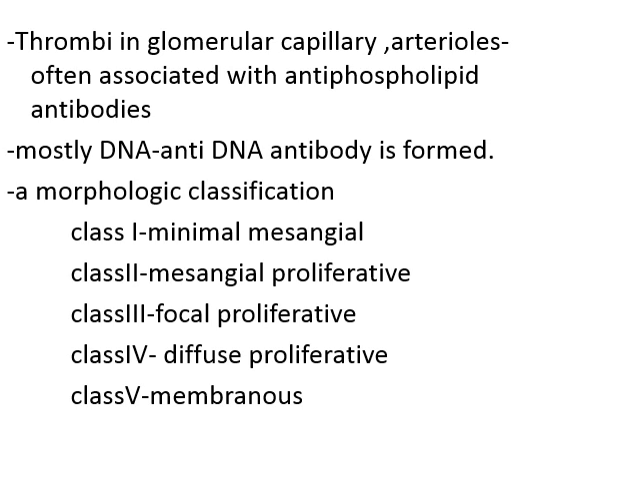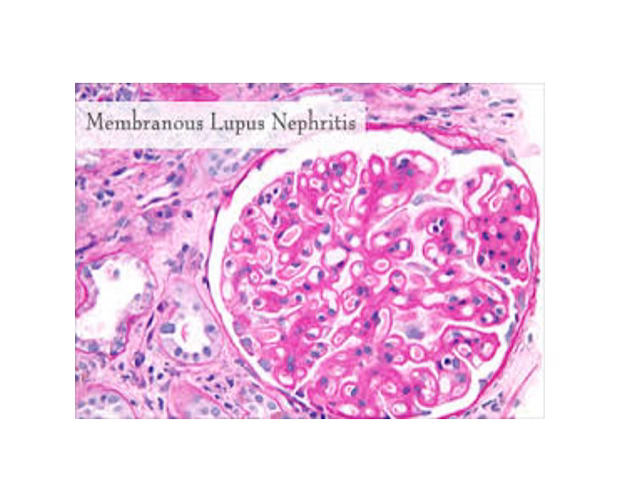A morphological classification is there. Class 1 lupus nephritis is minimal mesangial, class 2 is mesangial proliferative, class 3 is focal proliferative, class 4 is diffuse proliferative, class 5 is membranous. So this is the morphological classification of lupus nephritis. This is class 4, where you get a wire loop pattern of glomerulonephritis.